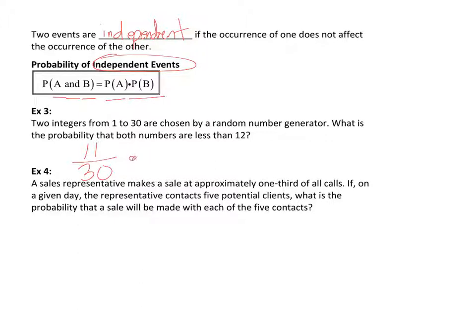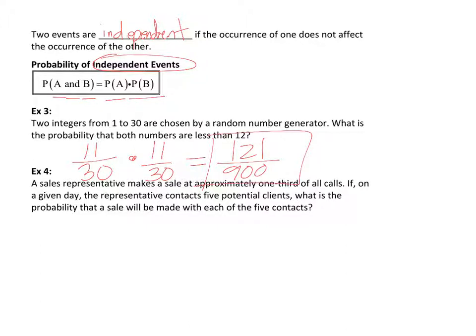All right, well, when I'm choosing the next number, does what took place before have any effect on what's taking place now? No. That means they're independent events. So you're going to be multiplying these probabilities. So it's 121 over 900. Done.